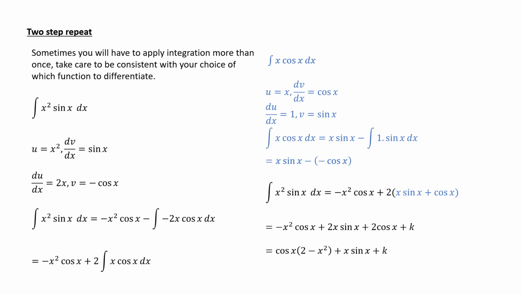Okay, and again, I can clearly see that I've got a cos x common factor. So cos x bracket 2 minus x squared, if you want to write minus x squared plus 2 by all means, but I would personally write 2 minus x squared. It's less to write, and as you will see, my writing is not the greatest, plus x sine x plus k.